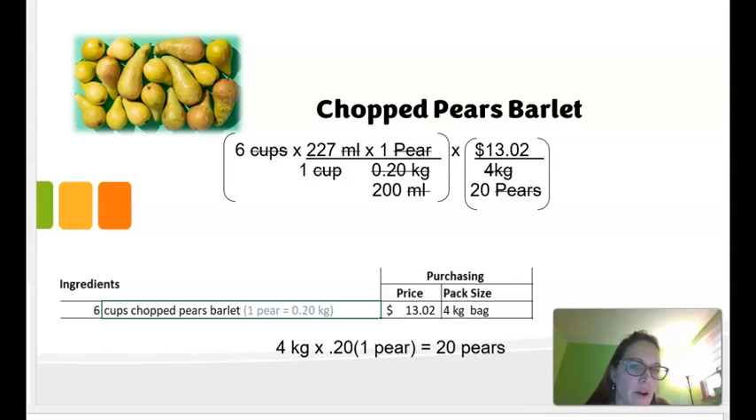To convert our units to match, we're going to take our 6 cups of pears and we're going to multiply that by 227 milliliters because that equals 1 cup. And then we're going to divide that by 200 milliliters. So we've canceled that out and we've converted because we know that 0.20 kilograms is 200 milliliters. And then we're going to take that and we're going to multiply it by our price per unit, $13.02. And then we showed how we got the 20 pears, and then we're going to divide by 20. So then the total is $4.43.